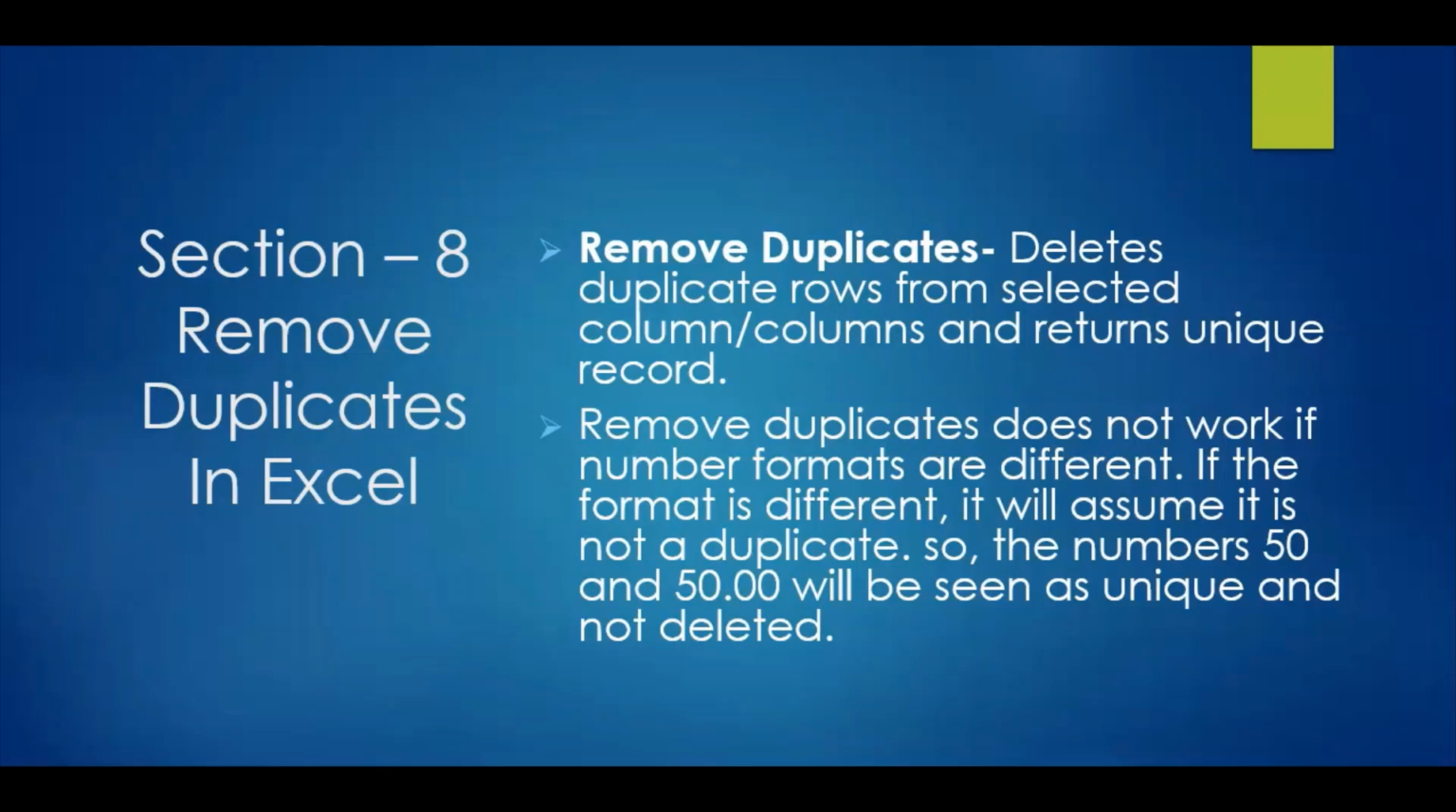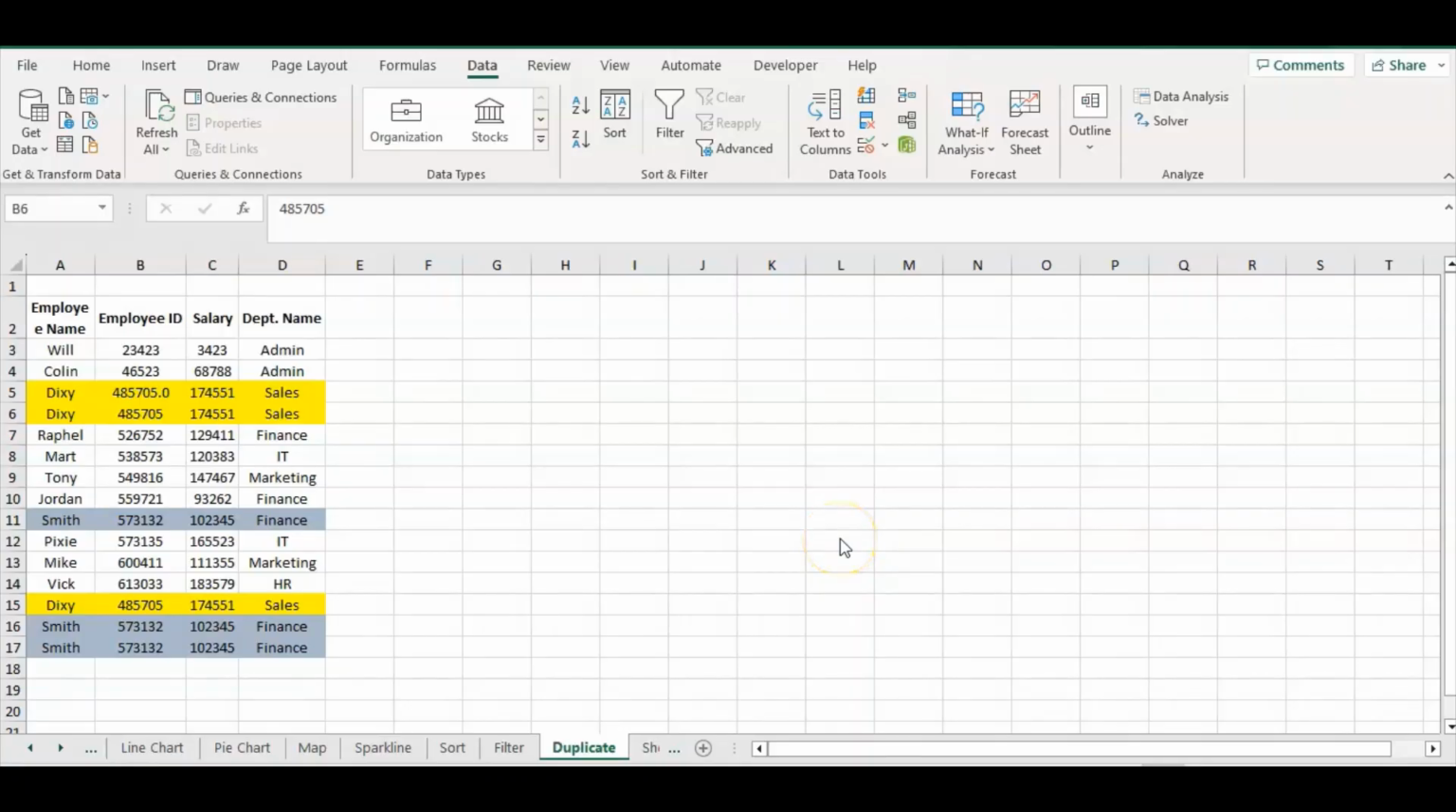Let's try it out in Excel. This table contains duplicate records which I have colored purposefully so that it will be easier to understand. To remove duplicates, we have to select any cell from the table. Then in the Data tab, we'll get the option Data Tools, and here you will get the option for Remove Duplicates.